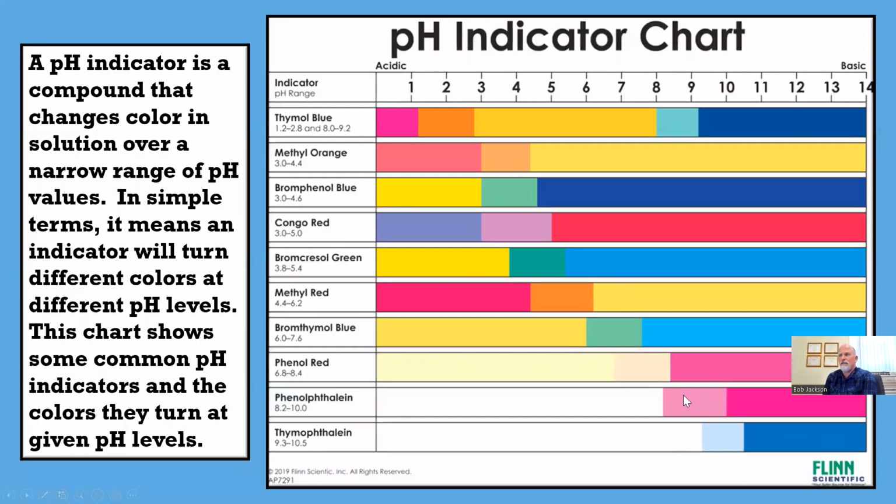Now, pH indicators. pH indicators are compounds that change color in solution at different pH levels. There are several different ones, even a whole lot more than these. The most common one I've used in lab is phenolphthalein. But you also have thymol blue, methyl orange, bromphenol blue, Congo red. These are all extracts out of plants, and they turn different colors at different pHs. Just like in the fall when the leaves change color around here, those colors are relative to the pH levels inside those leaves.